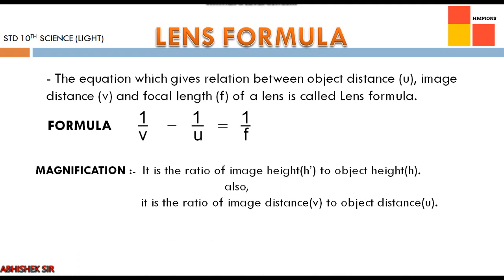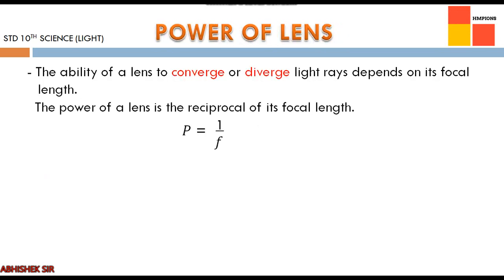Moving on to magnification. Again, magnification is the ratio of image height to object height. So it is expressed as h dash upon h. Also, it can be expressed as ratio of image distance to object distance. So magnification is denoted by small m. So we can write small m equals h dash upon h, and small m is also equal to v upon u. Note that again we have to follow Cartesian sign convention if we are finding magnification.